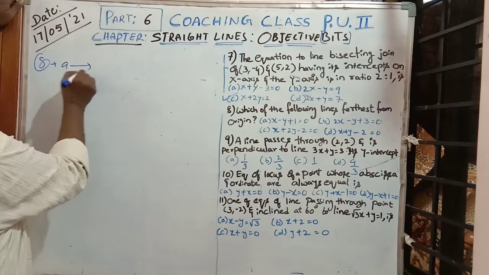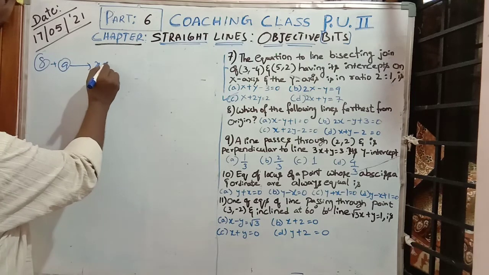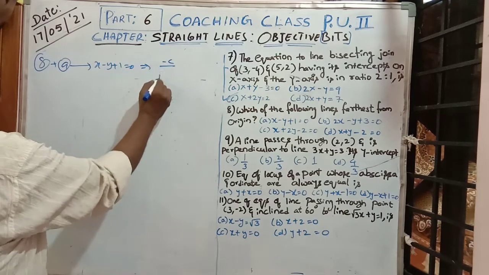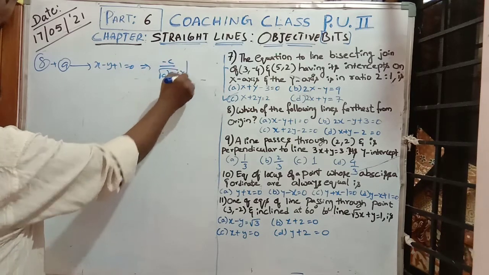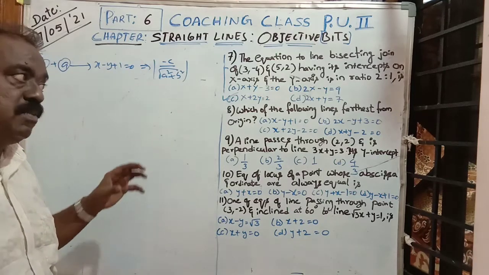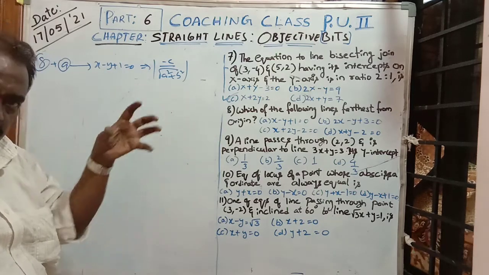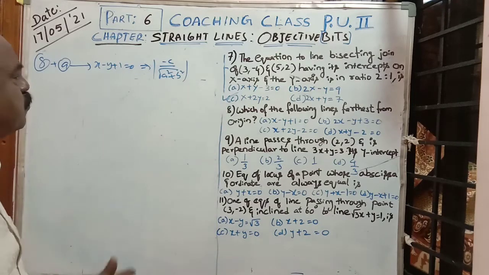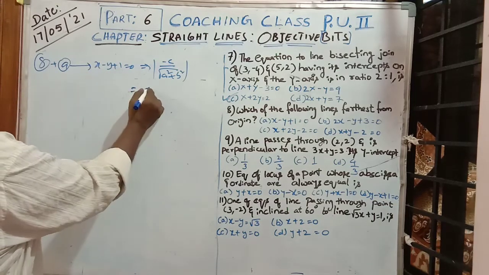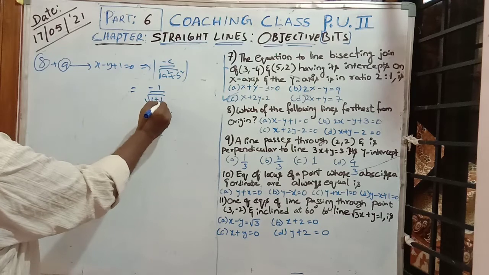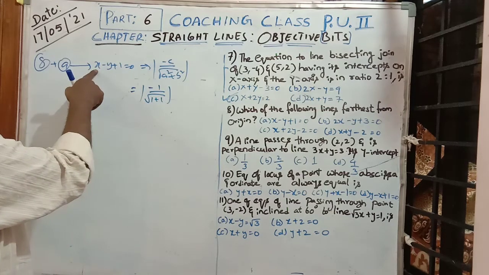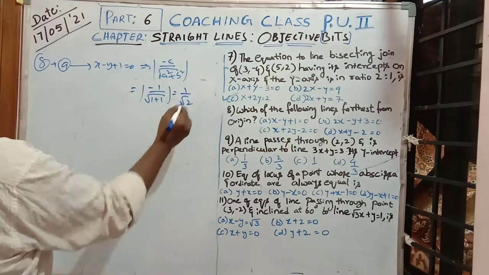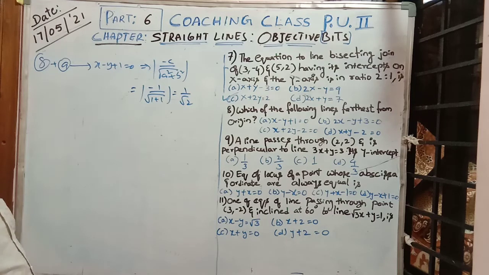Option A is x minus y plus 1 equal to 0. The distance is modulus of c by root of a square plus b square, the perpendicular length from the origin. That is, we have to find the perpendicular distance from the origin to this line. So this is 1 by root of 1 square plus minus 1 square, that is 1 plus 1. So it is 1 by root 2.